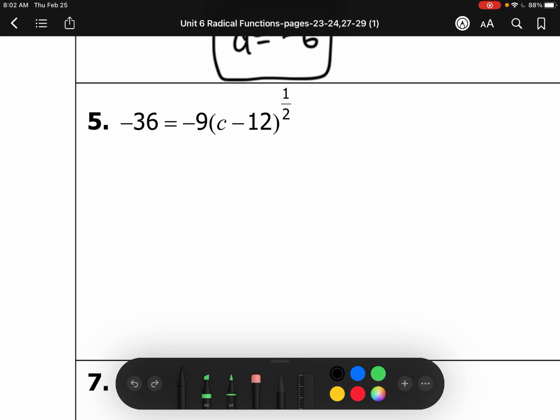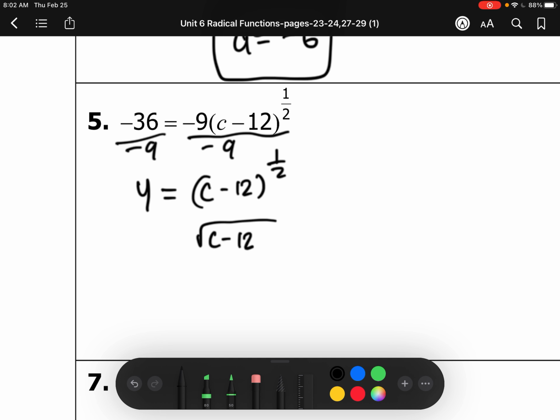So let's go ahead and follow step 1. So step 1 tells us to isolate our radical. So we're going to divide both sides by negative 9. Negative 36 divided by negative 9 is going to be positive 4. So I get 4 is equal to c minus 12 raised to the power 1/2. Now you can change this to a radical, which would be the square root of c minus 12, right? Again, like I said, if you have 1/2 as an exponent, it's just the square root of whatever is in parentheses, or whatever the exponent is operating on, if there was no parentheses. So now I have 4 is equal to the square root of c minus 12.